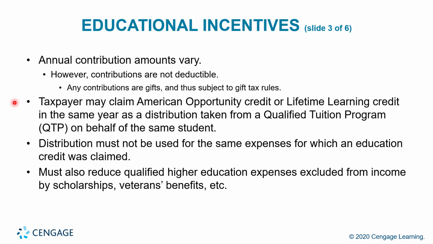Taxpayers may claim the American Opportunity Credit or Lifetime Learning Credit in the same year as a distribution taken from a qualified tuition program on behalf of the same student. The distribution must not be used for the same expenses for which an education credit was claimed, and it must also reduce qualified higher education expenses excluded from income by scholarships, veterans benefits, etc.